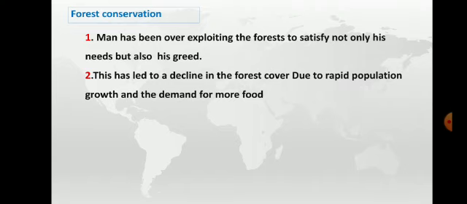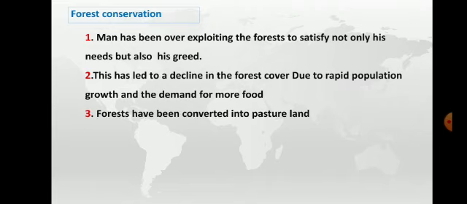And due to the rapid population growth, there is a great demand for food. So, in order to grow food, what are the people doing? They are clearing the forest and converting them into agricultural land. So here you can see that forest is exploited or cleared. Forests have been converted into pasture land for expanding dairy farming and cattle ranching.